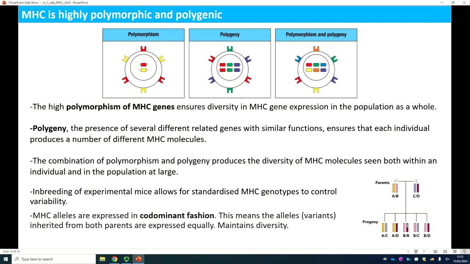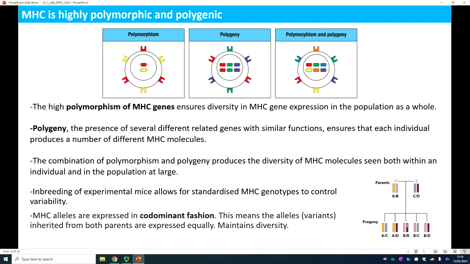Looking at it in a little more detail, we've already mentioned that it's highly polymorphic within a population, which is summarized in this diagram. But we also have this polygenic aspect as well. Within an individual, we'll have a different set of related genes. When you combine this polymorphism and this polygeny, it gives us a great potential to produce a very diverse set of MHC molecules within an individual, but also within the greater population as a whole.